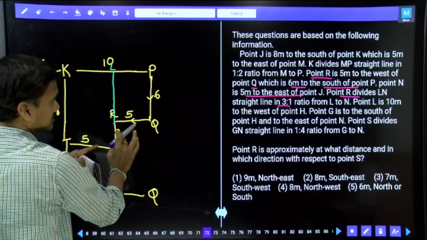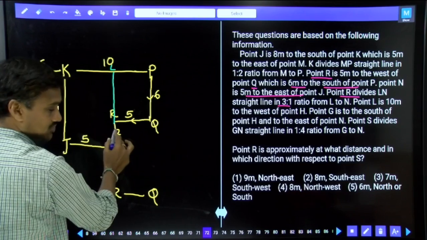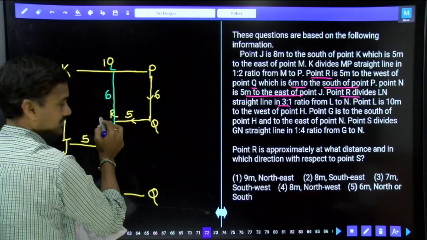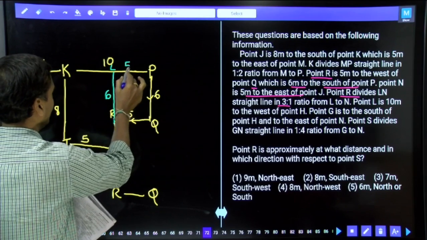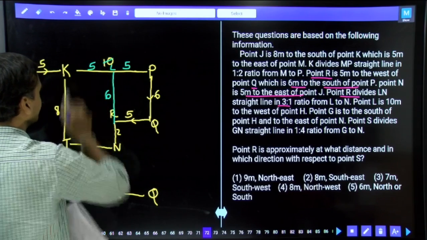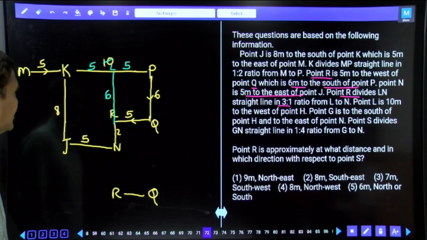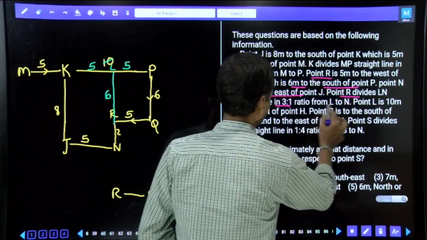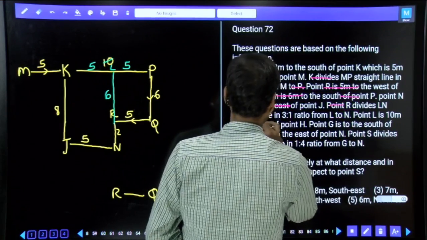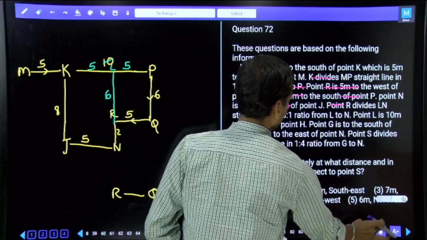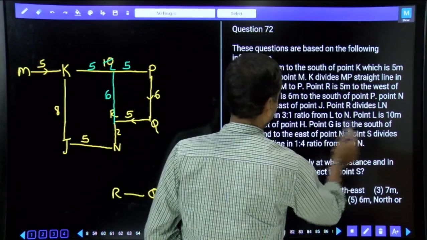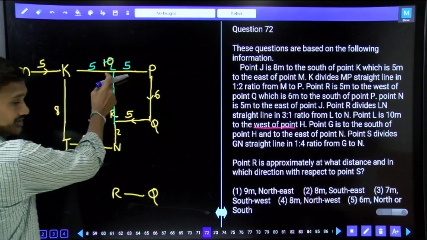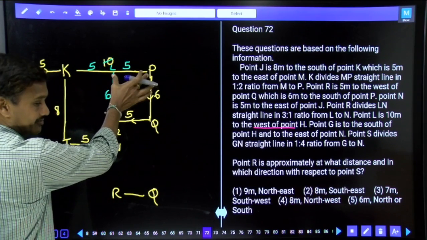Now, this 3:1, one part equals 2. 3 parts must be equal to 6. Now, this 6 and this 6 are one and the same. Hence, this must be 5 and this is again 5. Done with this, L is exactly between K and P. L is 3:1 in the ratio from L to N. L is 10 meters to the west of H. Where is this L? L is here. Now the distance between L and P is 5.